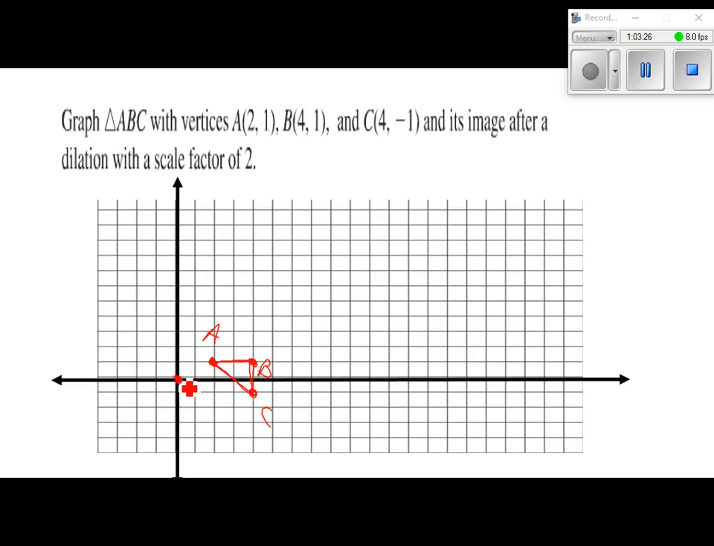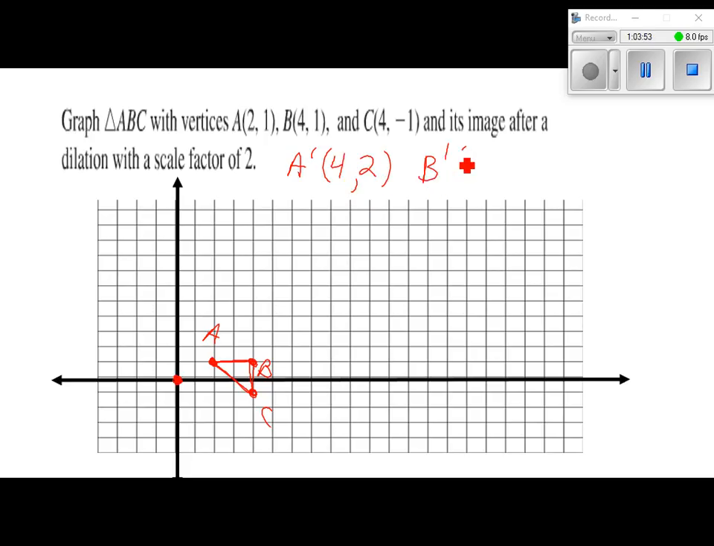And our center point, anytime we're on a graph, our center point is going to be 0, 0. So it should go farther away from that center point. All I'm going to do is take this and our A prime, what's A prime going to be? I just take that 2 and I do what with the 2 and the 1? Multiply. What's 2 times 2? 4. What's 2 times 1? 2. That's that new point.